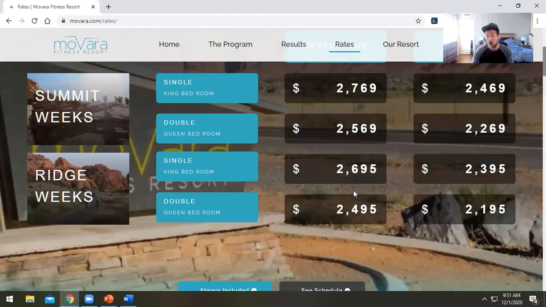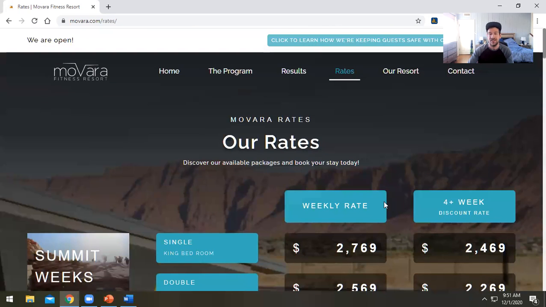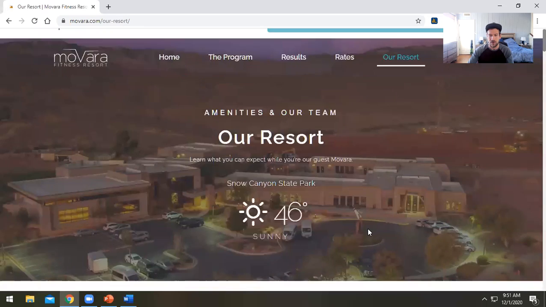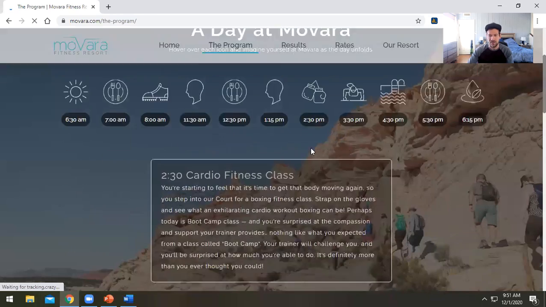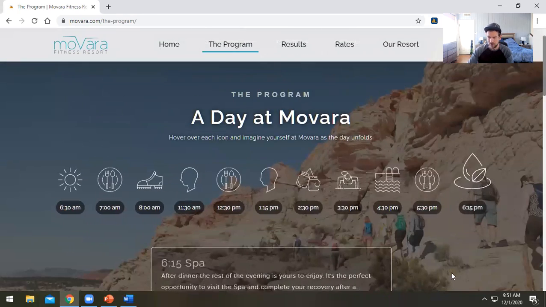This is fully all-inclusive. All your meals are included, housekeeping is included, and you're getting trained 5 hours a day in exercise by professional trainers, going on hikes, and getting fitness lessons. It's worth it. There's a lot of value built into this resort and this program, right? And this is out in Utah, by the way. Oh, that's cool. They put the schedule up now.